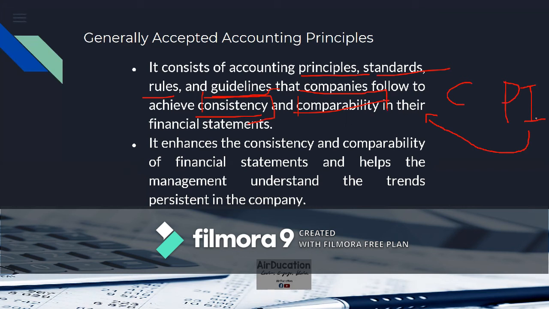For example, if an investor would like to invest in your company, he or she needs to look into the financial statements of other businesses to compare with your business, to see if your financial performance is better than the other existing companies. The same with creditors. They will decide if they would like to lend you money depending on the performance shown in your financial statements. So again, it enhances consistency and comparability. It helps management understand the trends persistent in the company. So we are also following principles, rules, and guidelines in the company to understand the different trends.